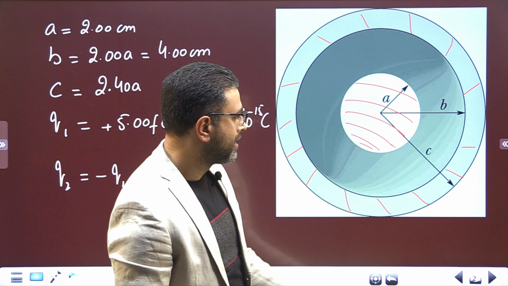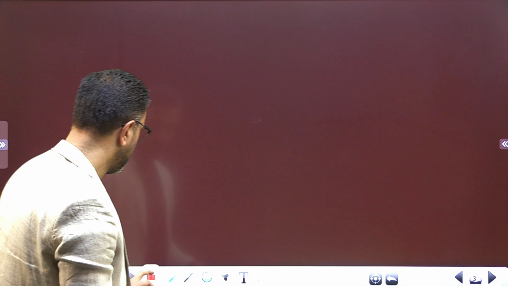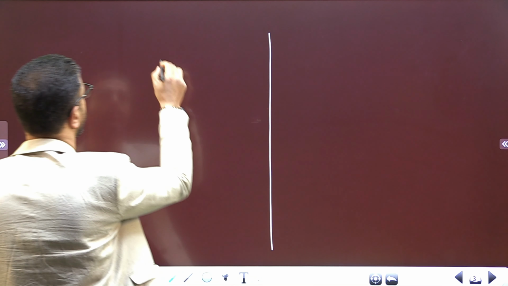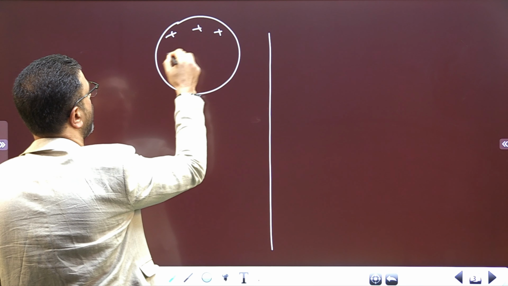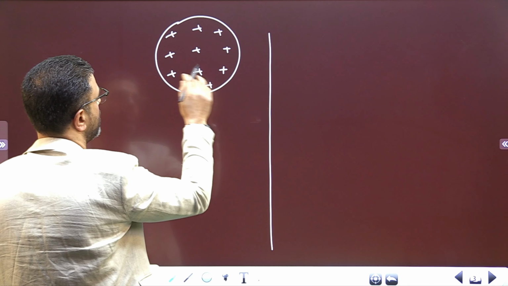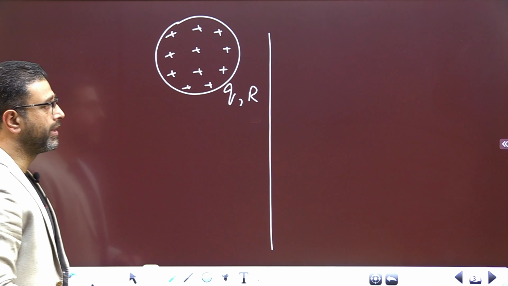So first I'll summarize a few results from what we have done in problem number 44 and problem number 45. Let me divide it into two parts. From problem 44, we were dealing with a uniformly charged non-conducting sphere, charge Q, radius R.